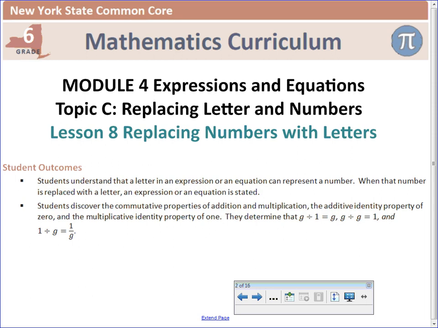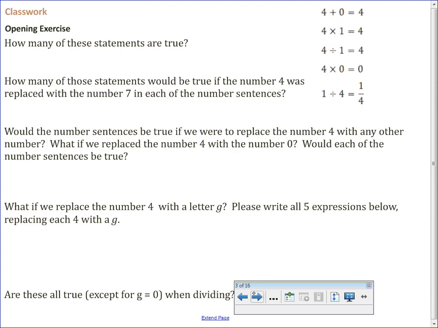Hi, today we're looking at Module 4, Lesson 8, replacing numbers with letters. Yesterday we looked at taking the letters and replacing them with numbers. Today we're going to take the numbers and replace them with letters. And while we're looking at that, we're going to review the properties, which hopefully will sound like a review from elementary school. But just in case, we're going to go over all of it.